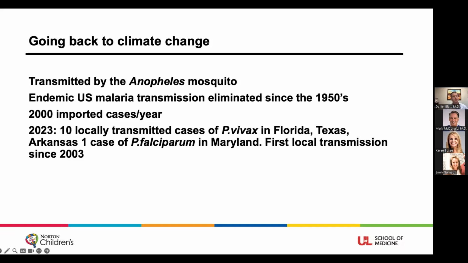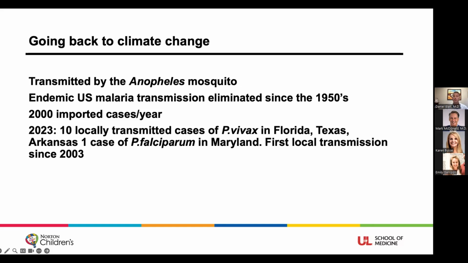However, in 2023, there have been 10 locally transmitted cases of Plasmodium vivax in Florida, Texas, and Arkansas. This is now domestic, as well as one case of P. falciparum in Maryland. This is the first instance of local transmission noted since 2003. Undoubtedly, this is due in large part to an expanding habitat of the Anopheles mosquito due to climate change. This is something we may have to deal with more and more in the US.